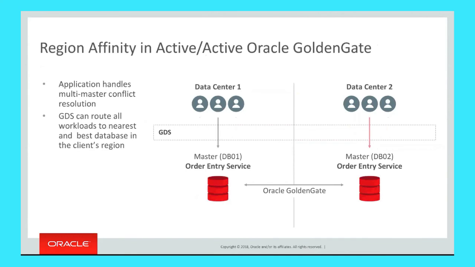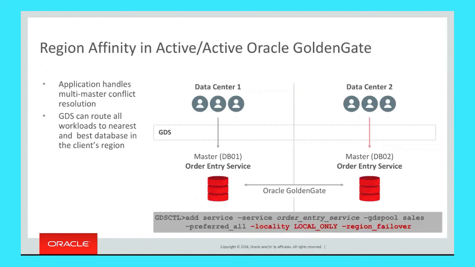What about region affinity? So let's say in this example, I have two data centers and they're very far from each other. And they're running a bidirectional GoldenGate configuration, right? My goal here is to route my clients closer to data center 1 to a database near data center 1. Likewise, clients near data center 2 to be routed to a database in data center 2, right? How do I achieve that?